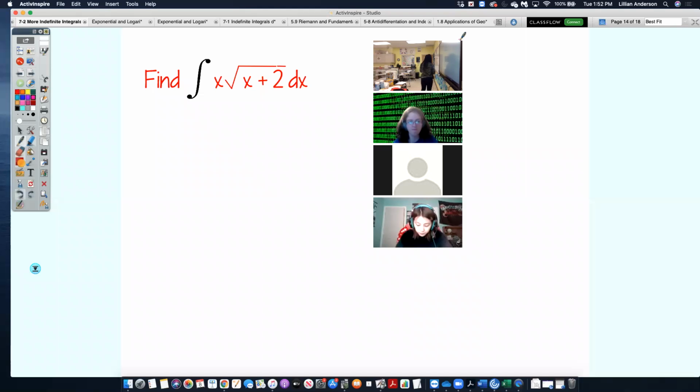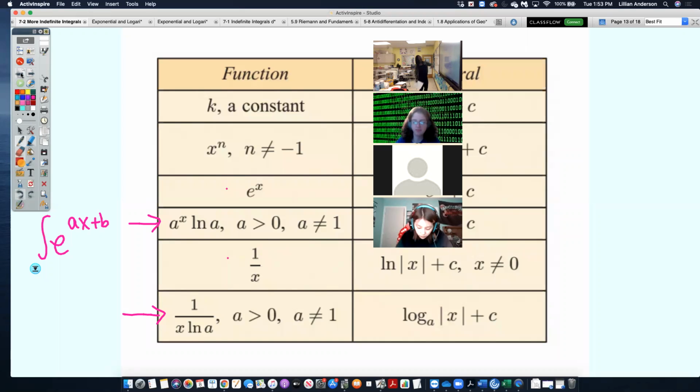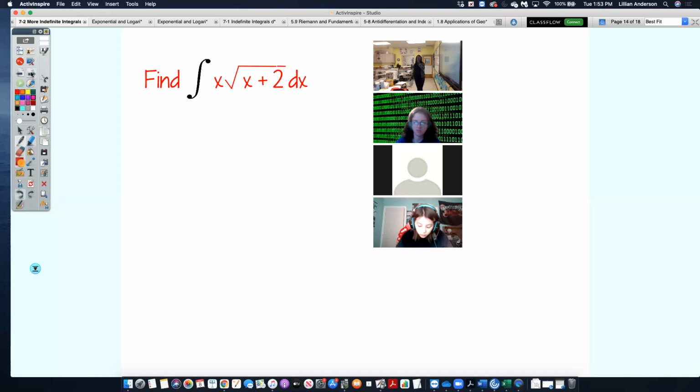All right. So, real quick, just for the video's sake, here are some of your other functions that you need to know the integrals of. Make sure that you get those down. We are continuing with more indefinite integrals and some of the different rules in which you can take the antiderivative of different types of functions.